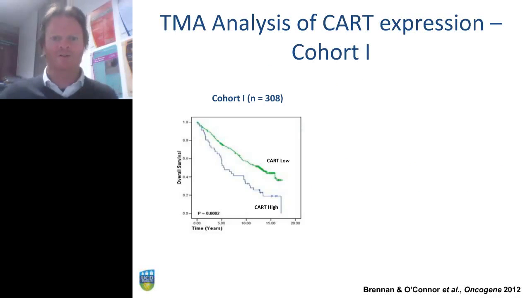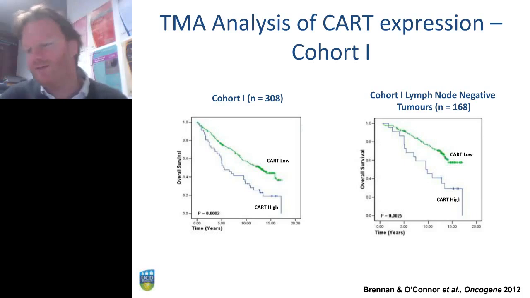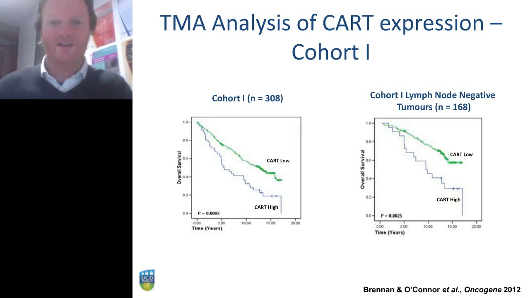So in cohort 1, using our tissue microarrays and our automated image analysis, we were able to show that high CART expression correlated with a poor outcome for these patients. In this case, we're looking at overall survival. We see pretty much the same effect when we look at breast cancer specific survival and recurrence-free survival, but here we've shown overall survival. And patients that had high CART did worse basically than patients that had low CART expression.